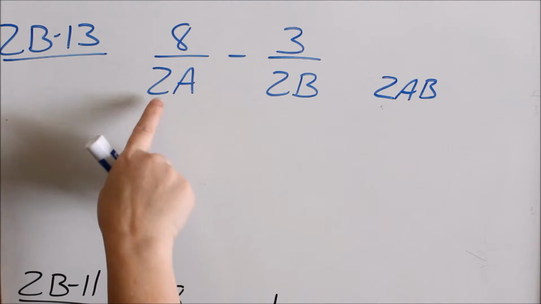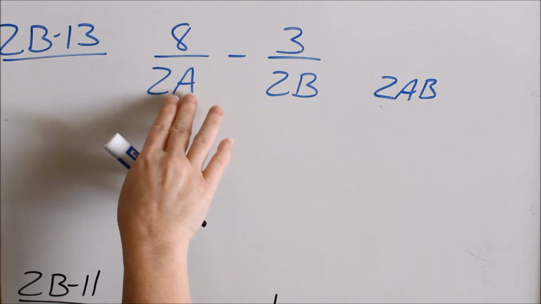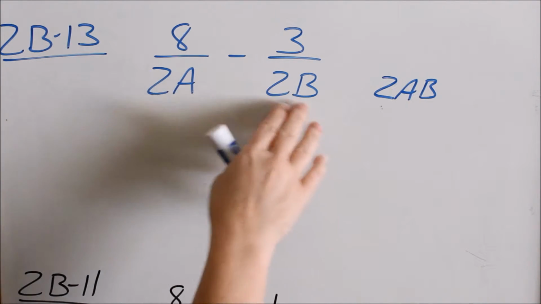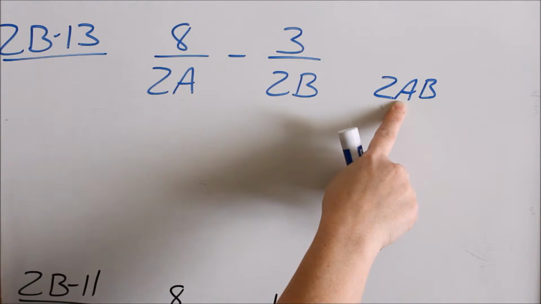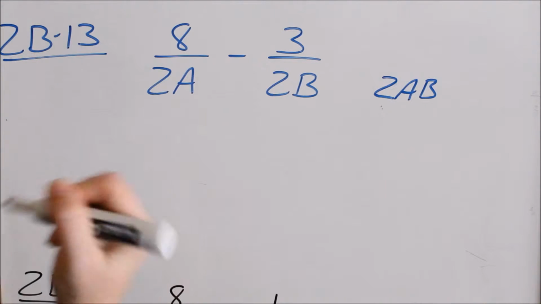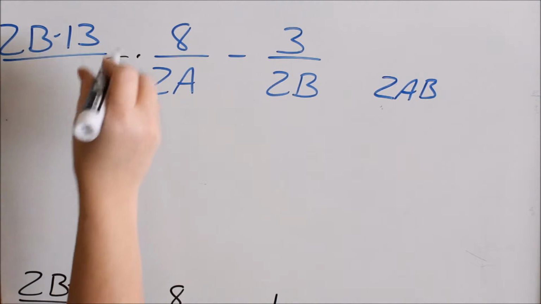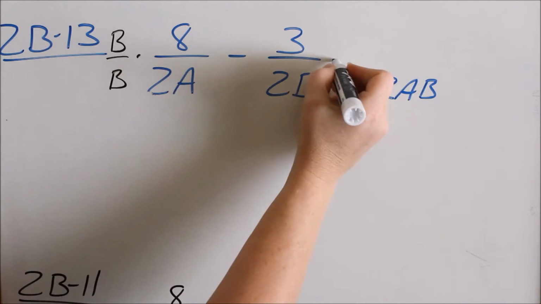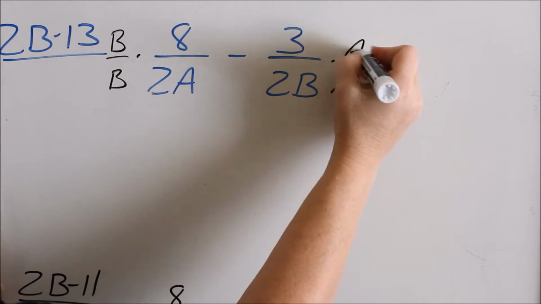Because they already have a 2 in common, but my common denominator needs to have an a and a b. Okay, so I'm going to use 2ab as my common denominator. So what does this one need to have multiplied to it? It needs to have a b. So if I multiply that denominator by b, I have to do the numerator. This one needs to have an a multiplied to it, so I have to do the numerator.